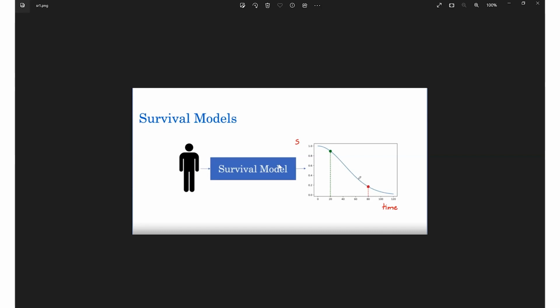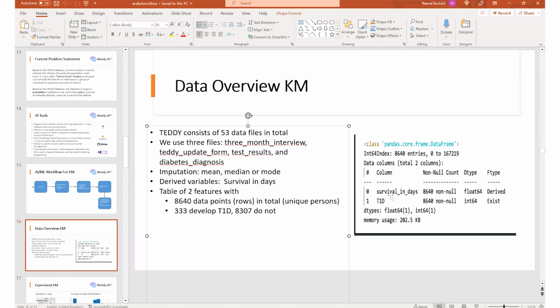So let's go back to the slide. This is the experiment which we want to plan. We have started by creating the data set, where we have two features, and one feature has 8,600 data points.